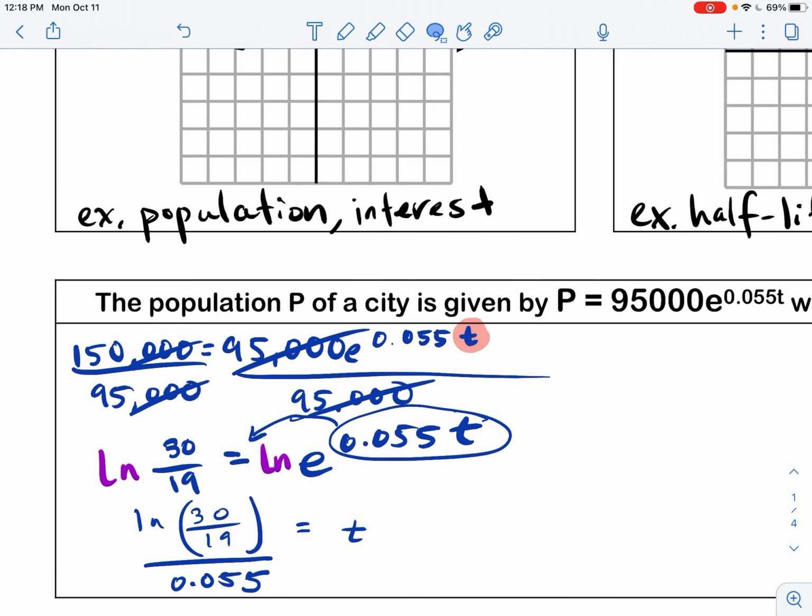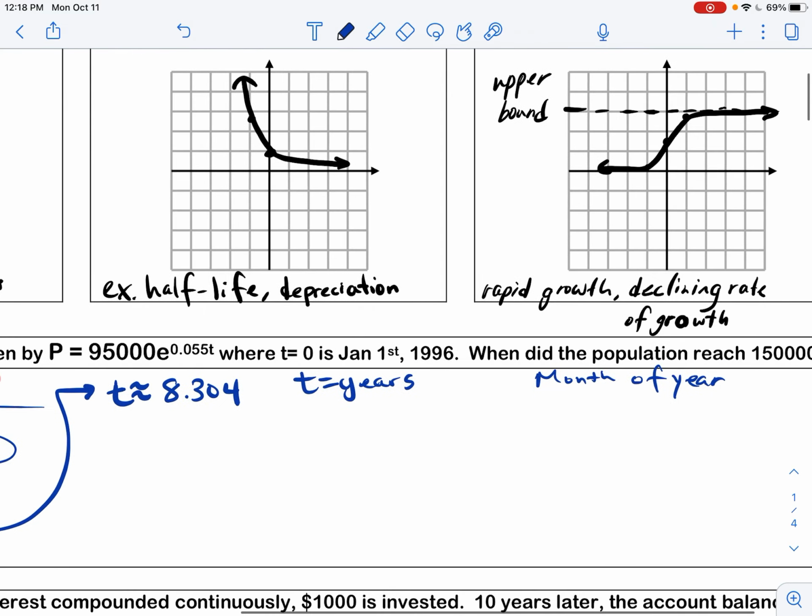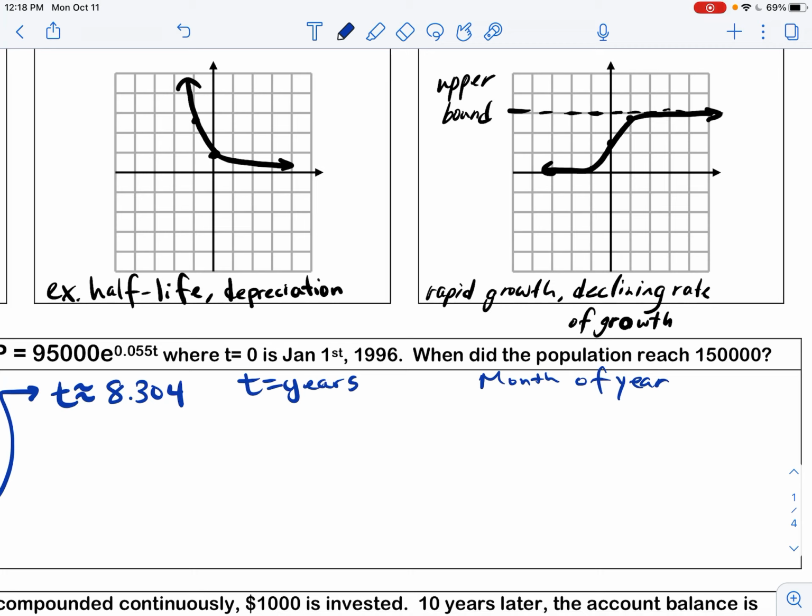This comes out to be, let me actually write this here. This comes out to be t is approximately, pause the video right now and go ahead and enter this into your calculator. But hopefully you find that you should have gotten 8.304. Okay? Now think about this for a second. We wanted to give our answer in the month of the year, and we know that t is already in years.